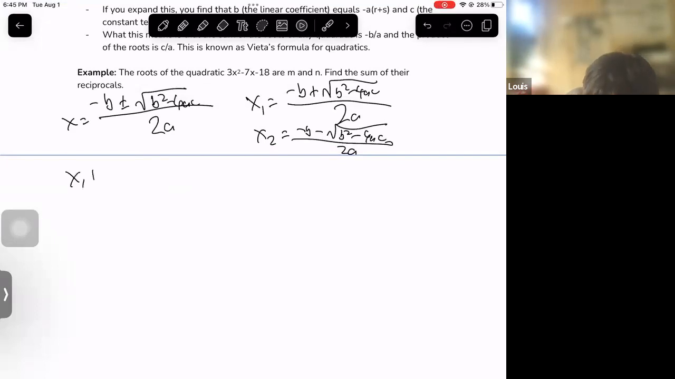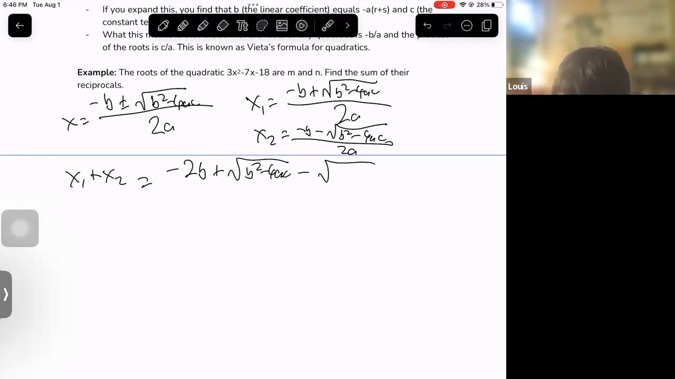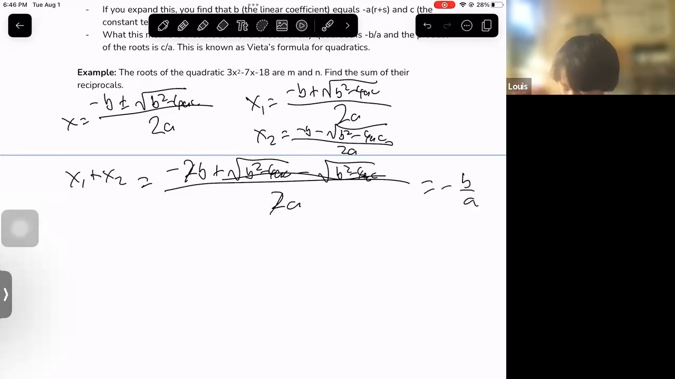So x1 plus x2 will just equal negative 2b plus square root of b squared minus 4ac minus square root of b squared minus 4ac, and these two just cancel, over 2a. So that just gives us negative b over a.